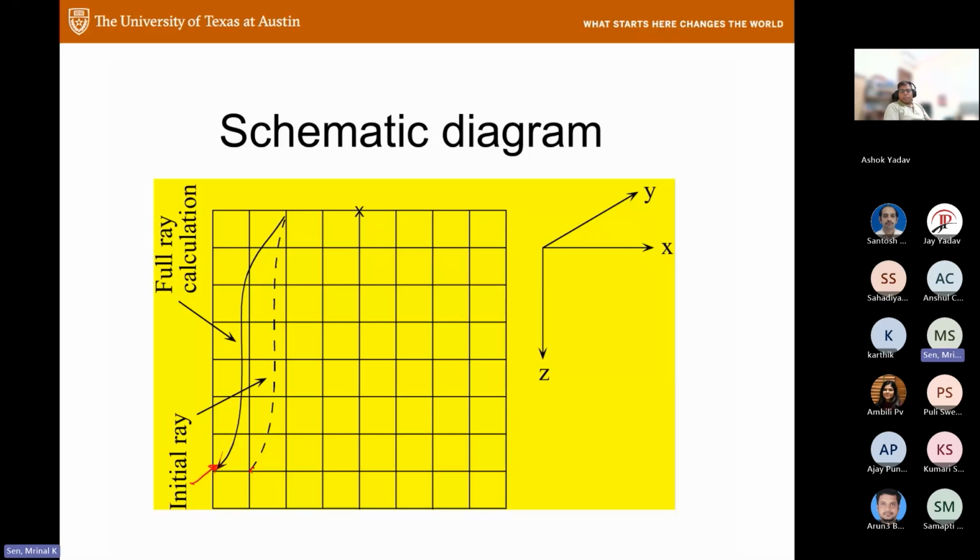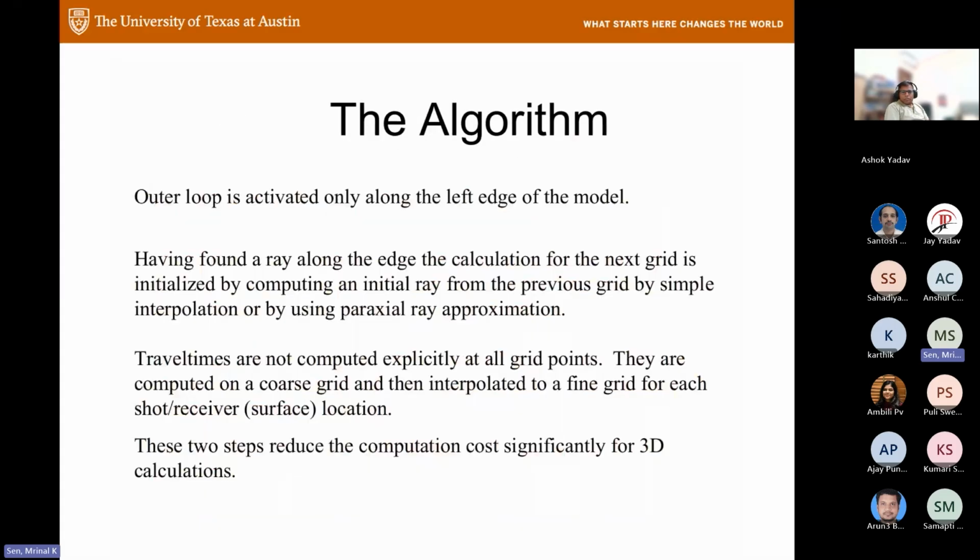So there is an outer loop that is activated along the left edge of the model. Having found a ray along the edge, the calculation for the next grid point is initiated. And once we have the grid locations, you can calculate the travel time and sum those. And this is actually not very slow. It's actually quite good because in a grid you can always find a very good starting model, rather a very good starting ray.